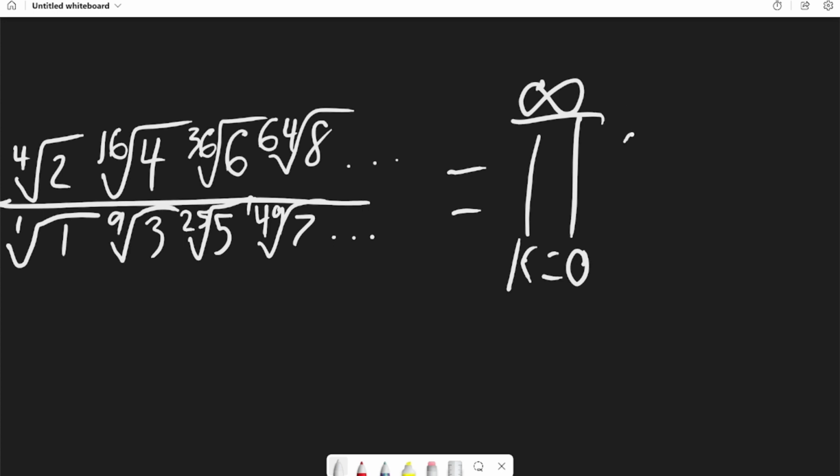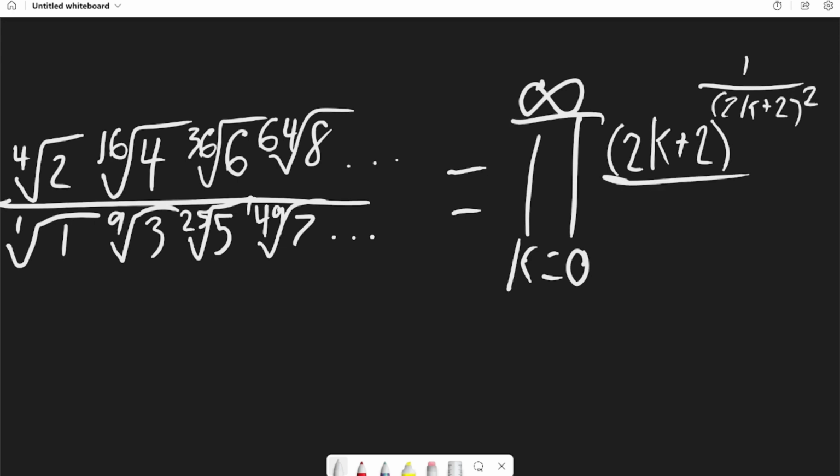It's going to be 2k plus 2 to the 1 over (2k plus 2) squared. All right. Now the denominator is going to be 2k plus 1, so it's going to be odd, and then to the 1 over (2k plus 1) squared.